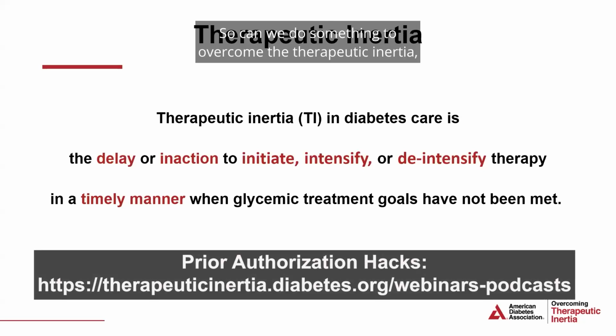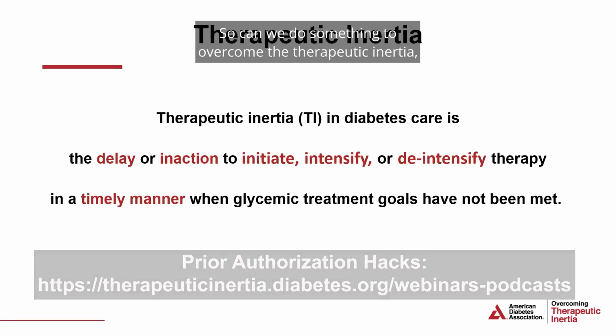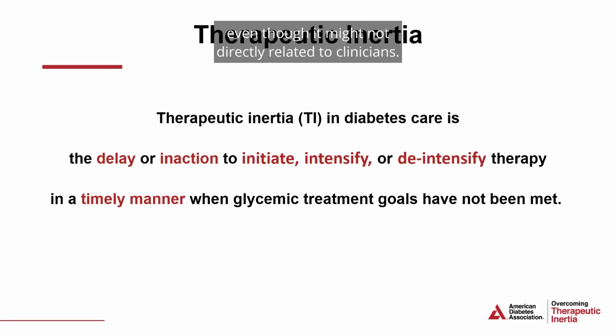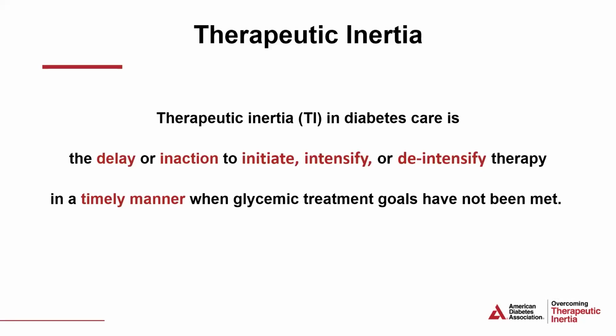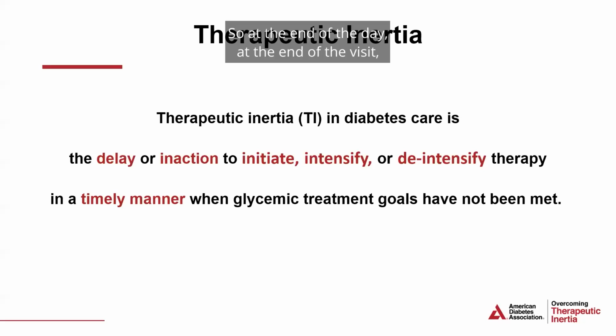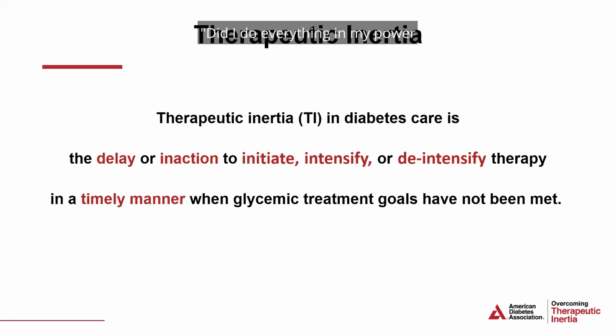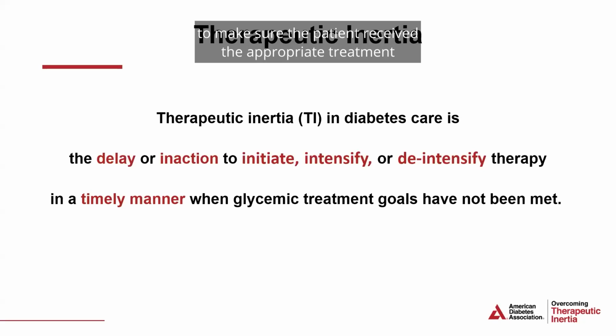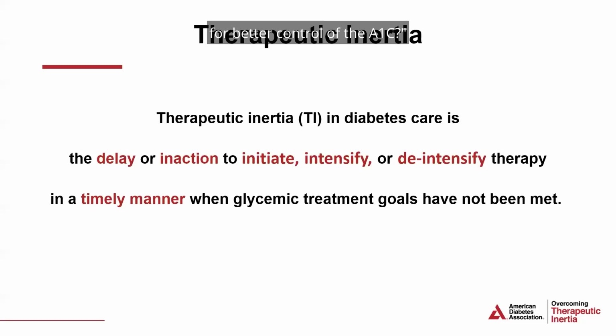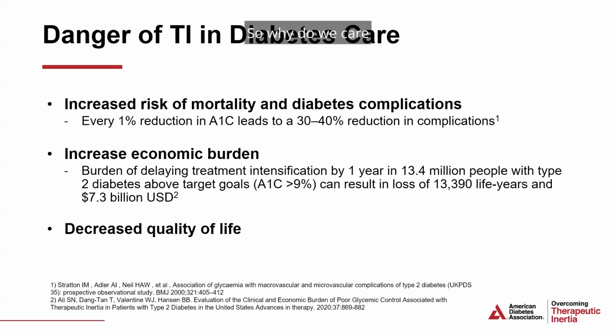So can we do something to overcome the therapeutic inertia, even though it might not be directly related to clinicians? So at the end of the day, at the end of the visit, we just have to ask ourselves, did I do everything in my power to overcome therapeutic inertia to make sure the patient receives the appropriate treatment for better control of the A1C? So why do we care about therapeutic inertia that much?